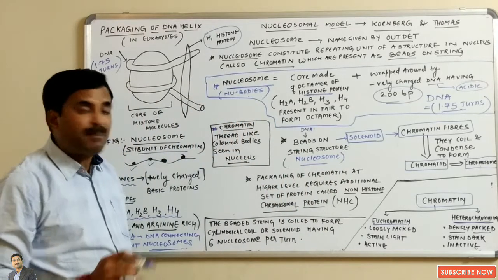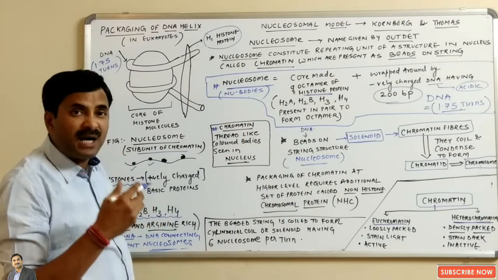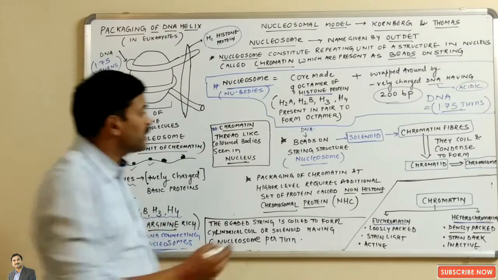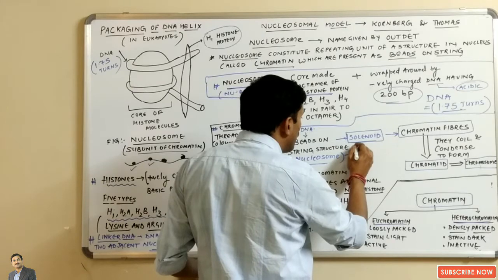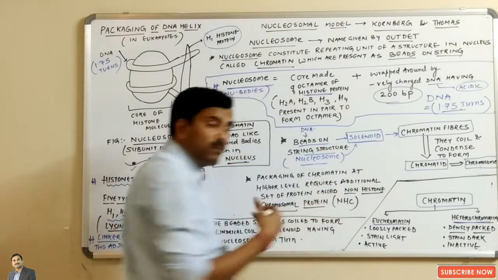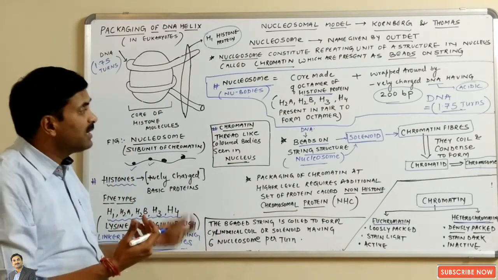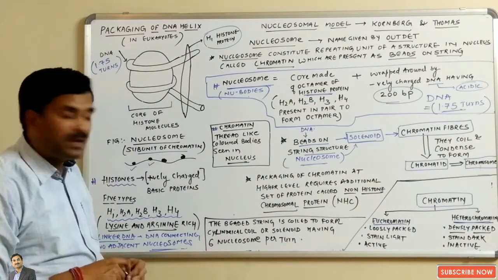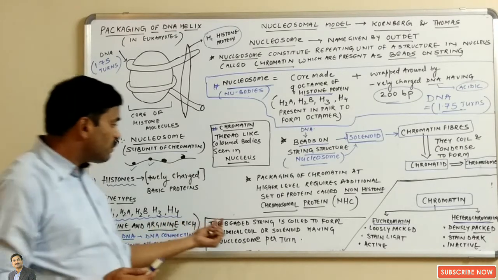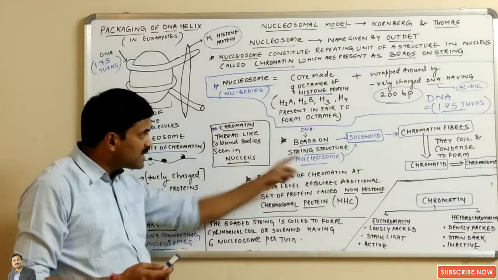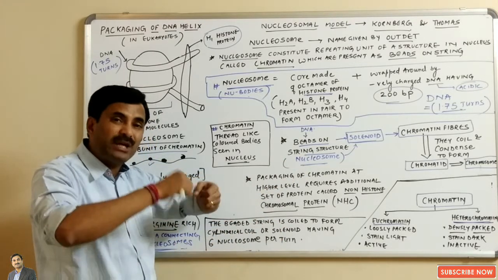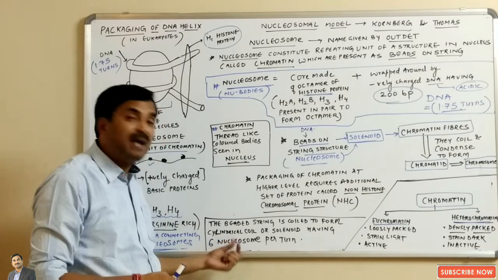Now what happens is that nucleosomes are packed and they form the solenoid. Or we can say that the beads on string structure is more folded, more packed, and it forms the solenoid. Now the question arises, what is this solenoid? So the beaded string is coiled again, more folded, more coiled, to form a cylindrical coil.